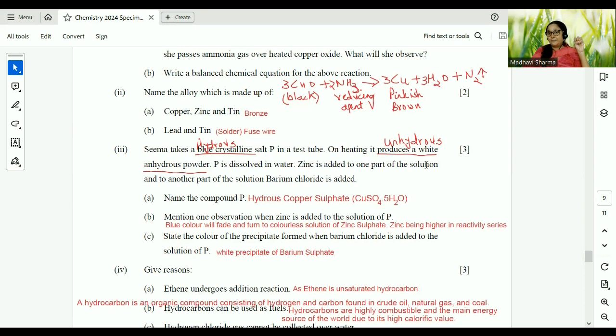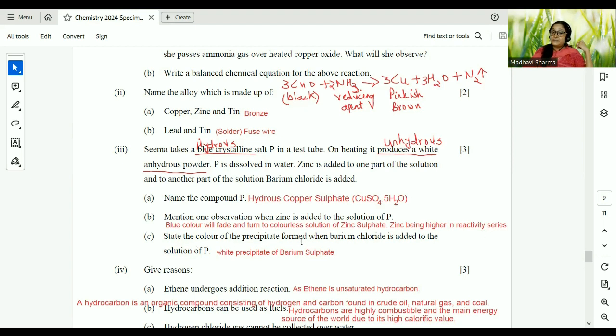Zinc is added to one part of the solution, and to another part of the solution barium chloride is added. Mention one observation when zinc is added: the blue color will fade and then turn into a colorless solution of zinc sulfate. Reason: zinc being higher in the reactivity series than copper, it kicks out copper, or rather it displaces copper.